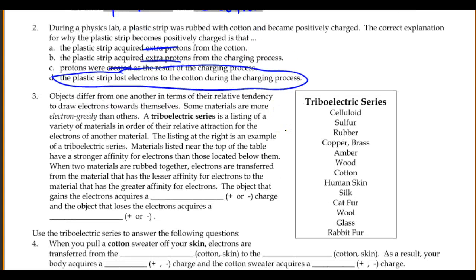In the lab stations, we talked about charging by triboelectric means. That just means using the force of friction to take electrons from one item to another. Some items that you might commonly find are listed here in the triboelectric series. Now, that's a listing in order of their relative attraction of electrons. So near the top, those items have a strong affinity for electrons, and then the ones toward the bottom don't. So the ones on the bottom tend to lose electrons, the ones on the top tend to gain electrons.